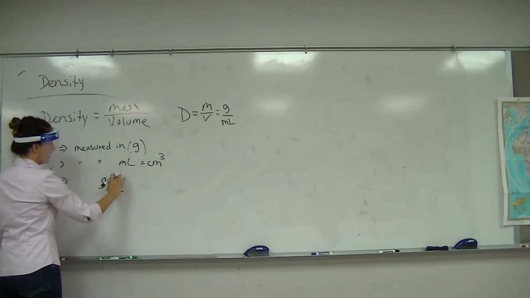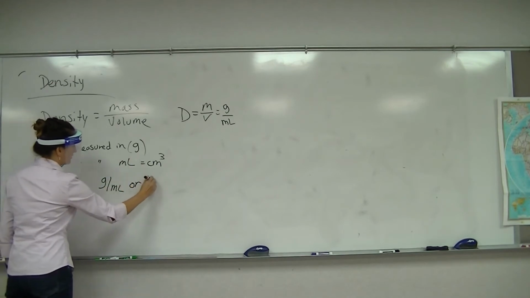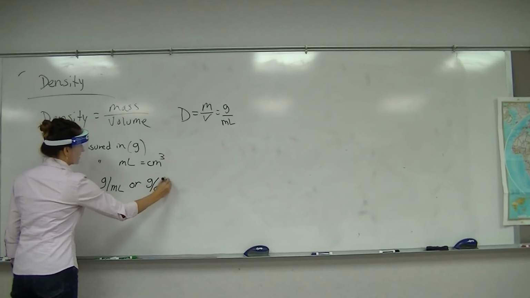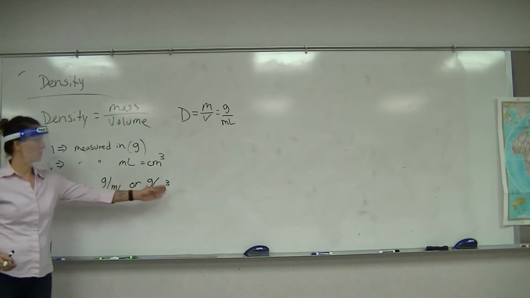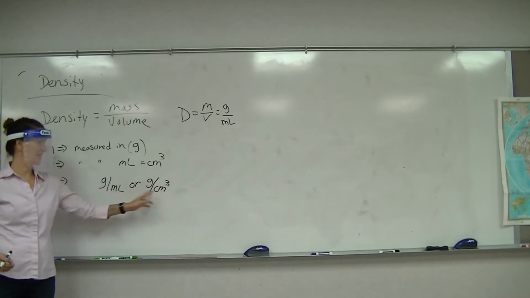All right. So that's why sometimes density is grams per centimeter cubed instead of grams per mil. So I just want to point this out so you don't get thrown through a loop if you see it this way. They're exactly the same.